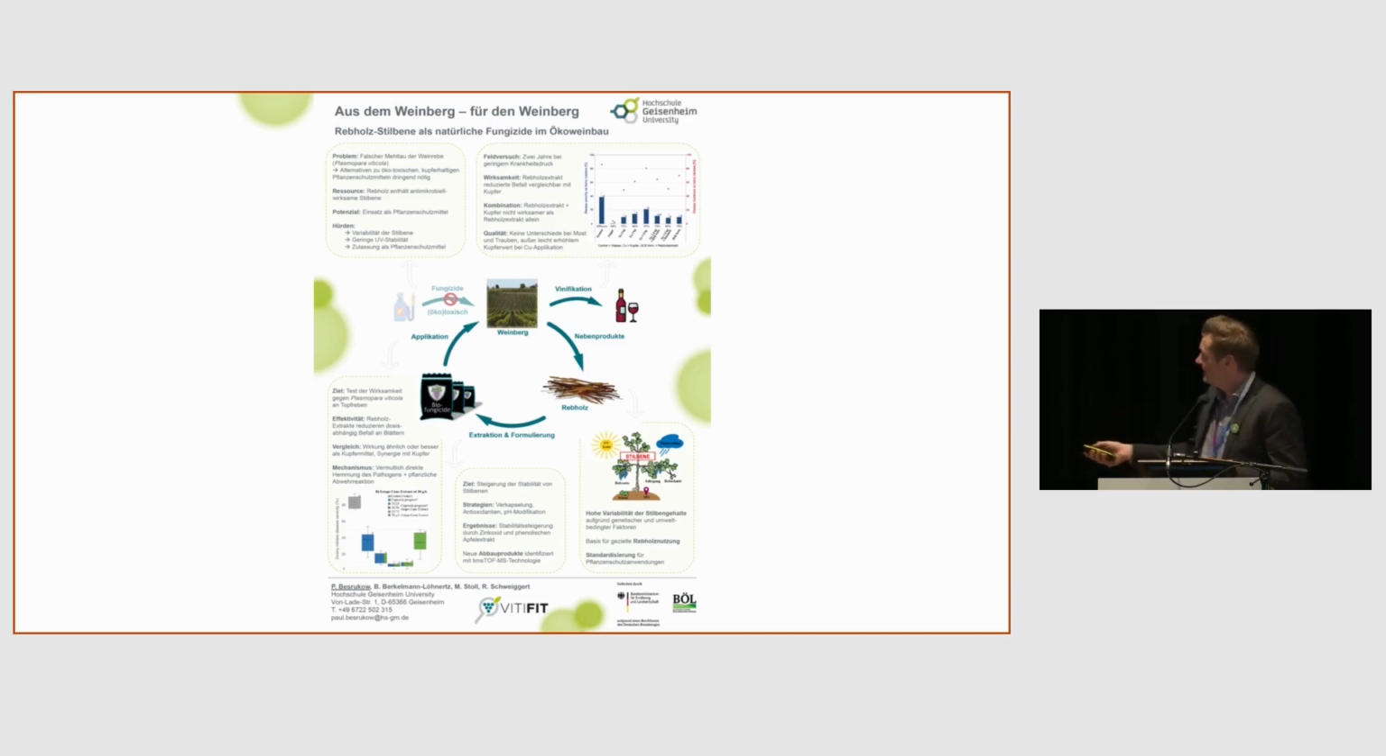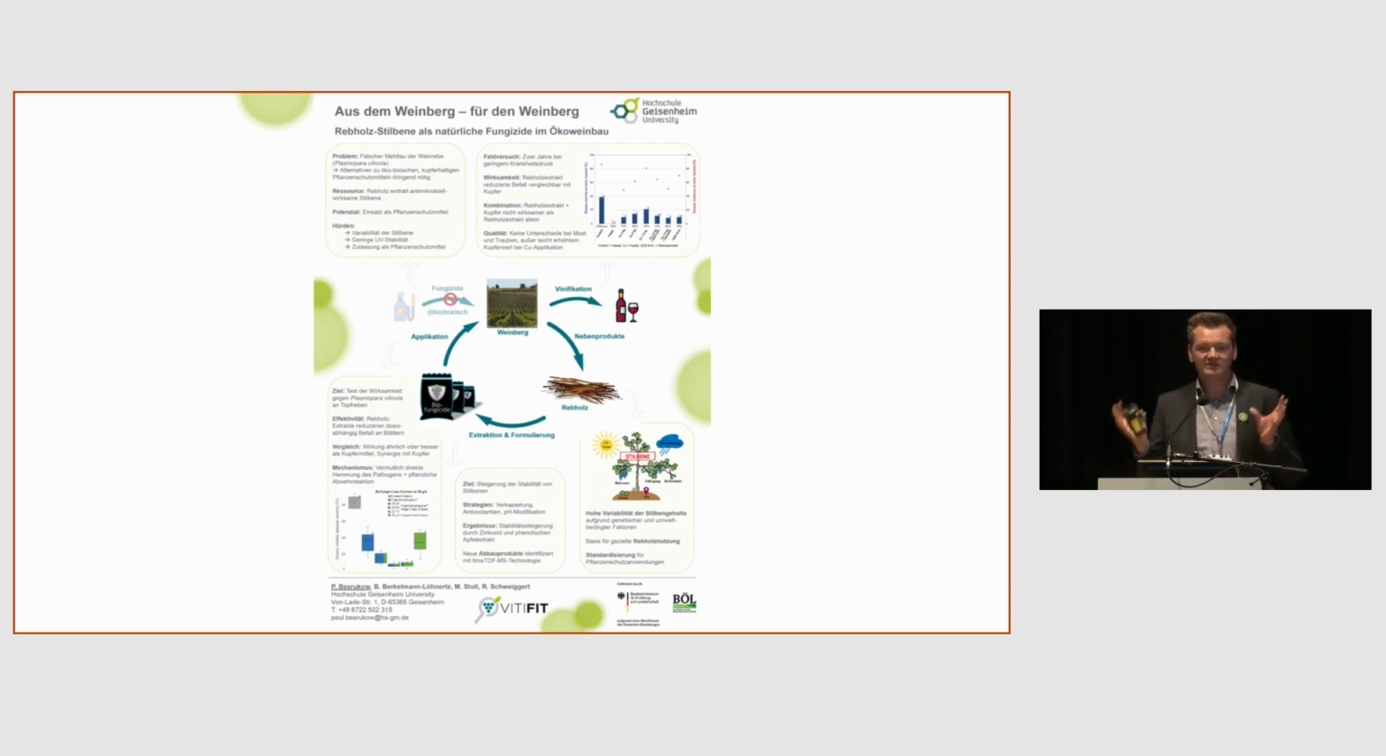And the third point in the bottom left-hand corner, we did a greenhouse experiment, and we saw that their effect is not just against copper. Blue is copper here, and green is stilbenes.